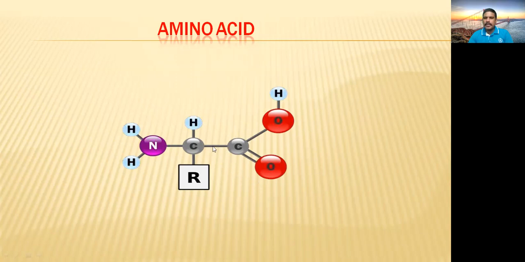So each amino acid will have two different endings. One is the N-terminal end, another one is the C-terminal end. The C-terminal end will have the COOH group or carboxylic group, and the N-terminal end will have the amino group. And the middle part makes the body of the acid. This part will be varying in different amino acids.